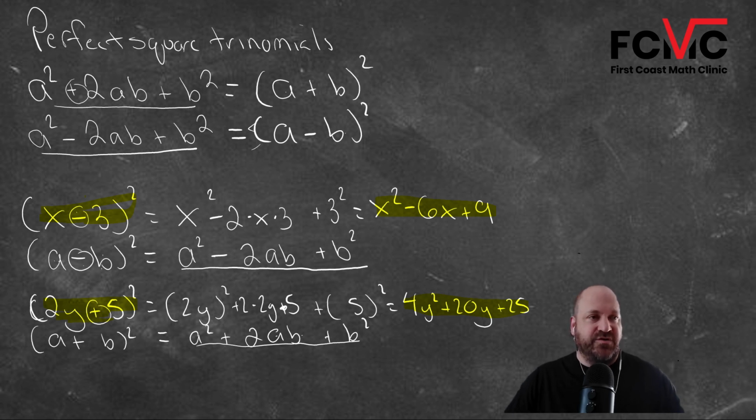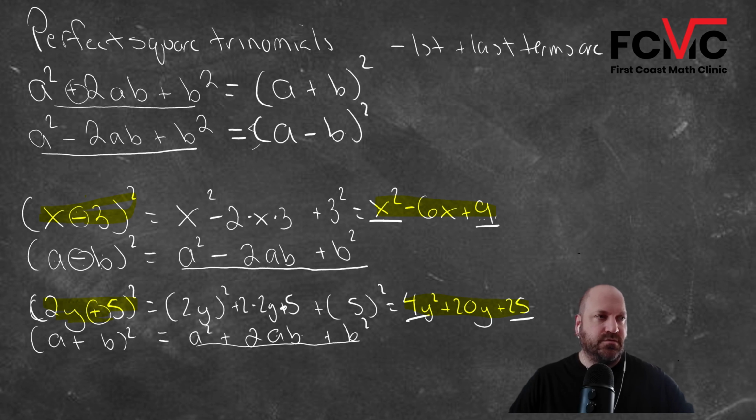The biggest thing we have to do is first figure out, do we have a perfect square trinomial? So to do that, we've got to identify a couple criteria. Well, let's look at our perfect square trinomials here. Let's look at the first terms and last terms. First terms and last terms are both positive and perfect squares. Okay, so our first check: first and last terms are perfect squares and positive.